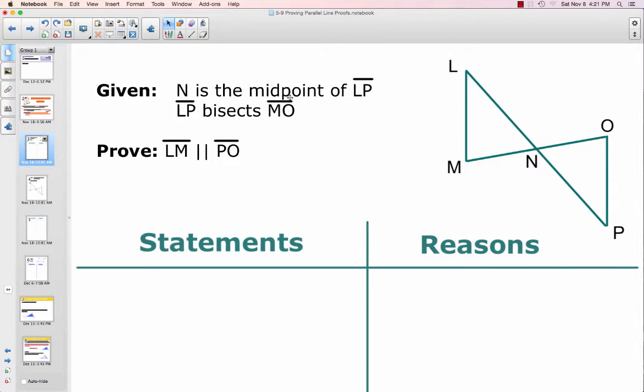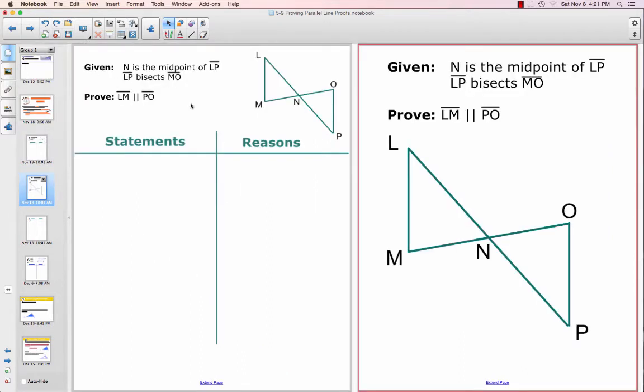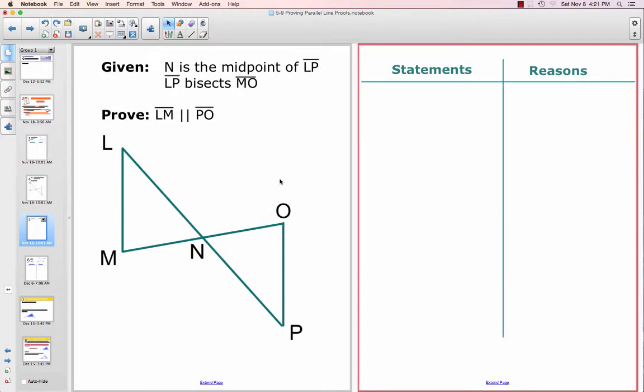So we are given that N is the midpoint of LP, and LP bisects MO. We want to prove that LM is parallel to PO. Okay, so let's maybe mark up our diagram and make a plan, and then we can go ahead and write out our proof. Our goal is to really show that alternate interior angles are congruent. If alternate interior angles are congruent, then that means that the lines have to be parallel.